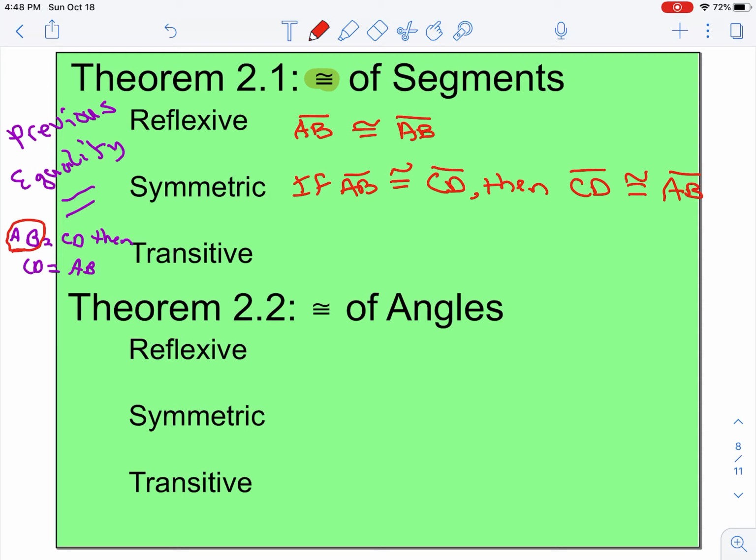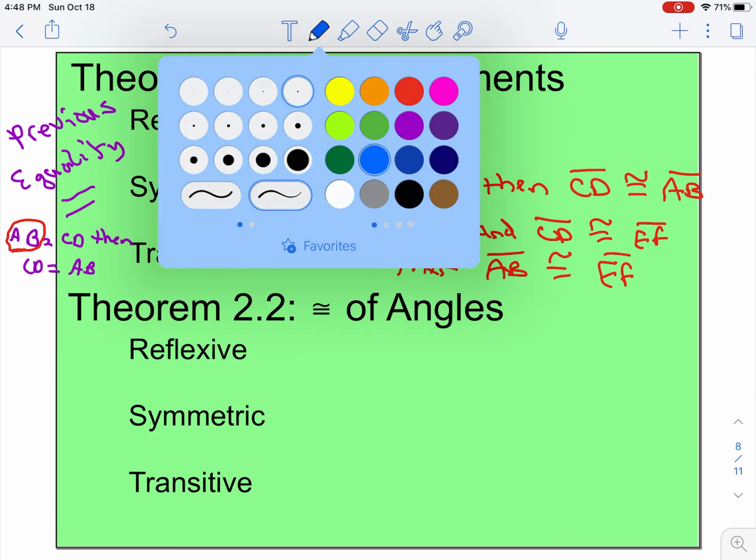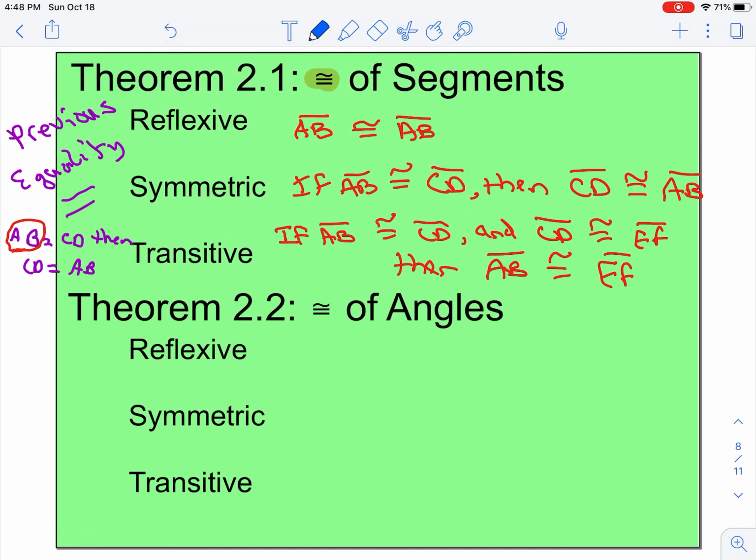And then last but not least, the transitive property would say if segment AB is congruent to segment CD, and if segment CD is congruent to segment, let's say EF, then we know that segment AB would also be congruent to segment EF. And again, it's the same thing for angles. We already did this with angles. Or rather, we already did it with equality. Now we're doing it with congruence.